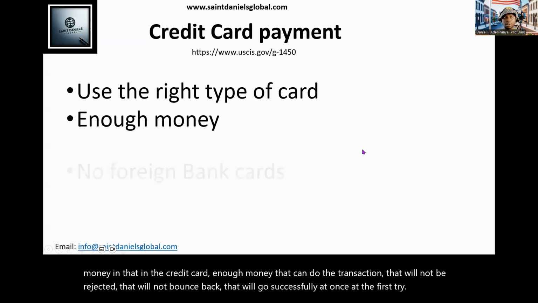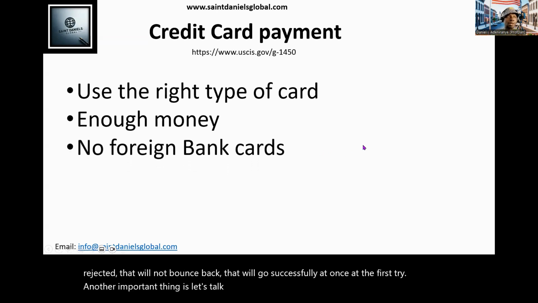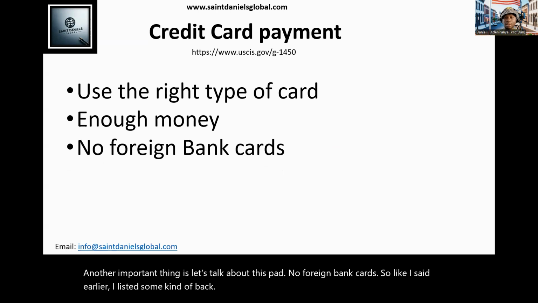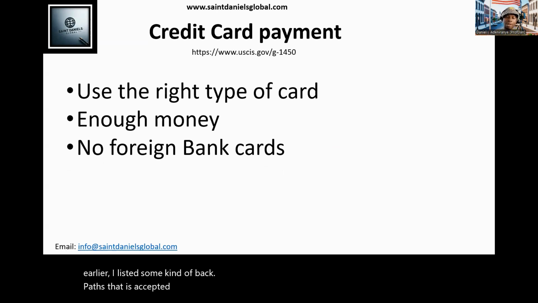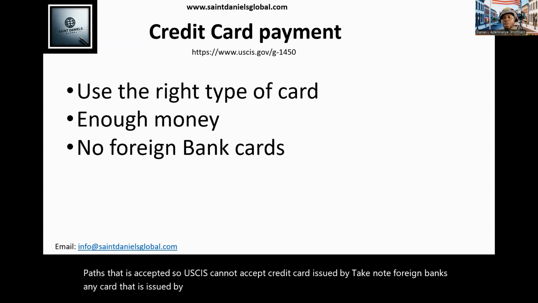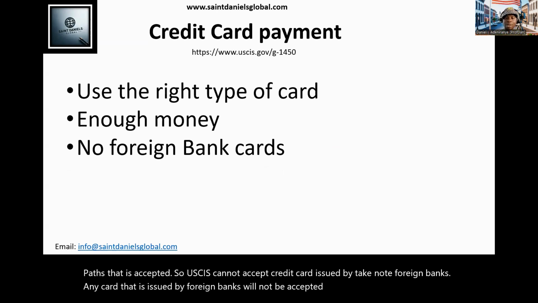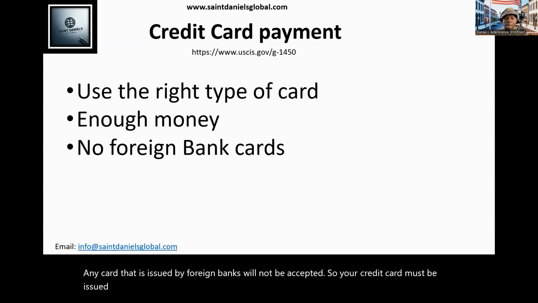Another important thing, let's talk about this part: no foreign bank cards. Like I said earlier, I listed some kinds of bank cards that are accepted. USCIS cannot accept a credit card issued by, take note, foreign banks. Any card that is issued by foreign banks will not be accepted. So your credit card must be issued by a US bank. That's just the meaning.